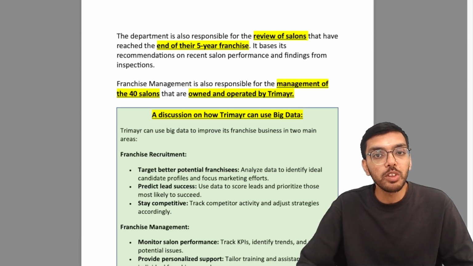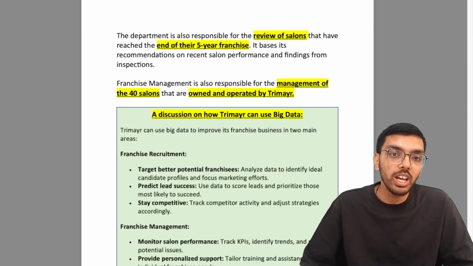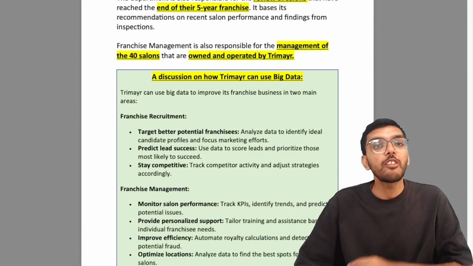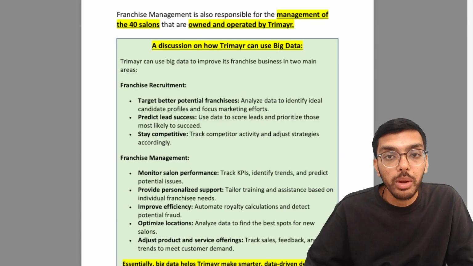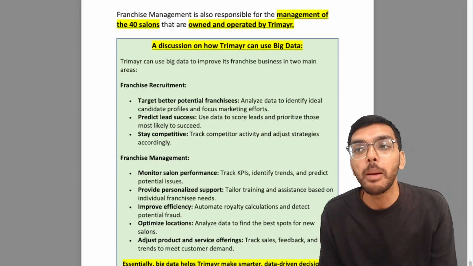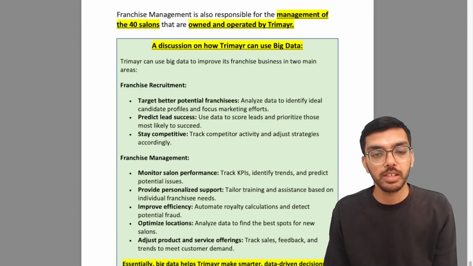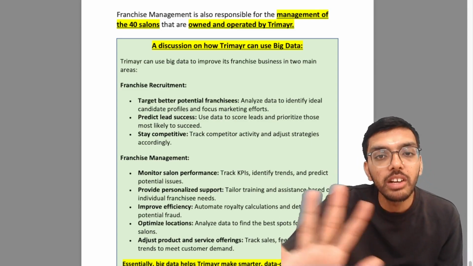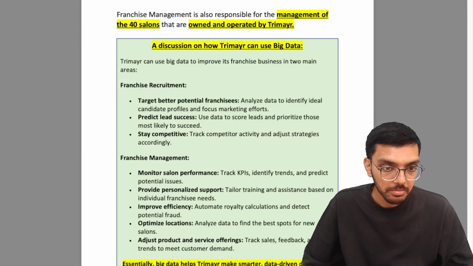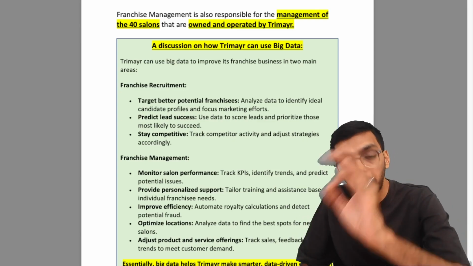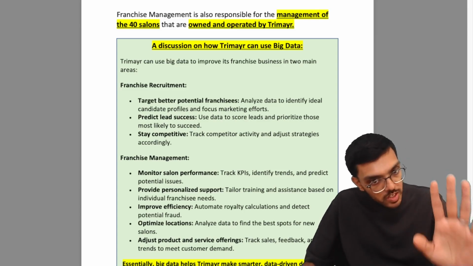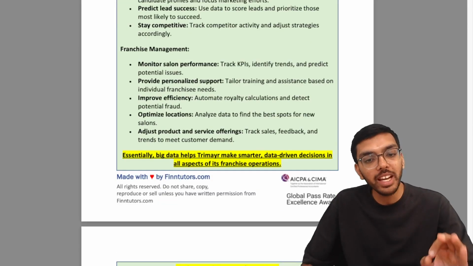Franchise management is also responsible for management of the 40 salons that are owned and operated by Trimayr. Now, continuously we have been speaking about big data, how our business can use big data, data analytics and all of that. To just give you some better examples and aspects, I have put in a supplementary reading on big data over here of how Trimayr can use big data. So just a box which I want you to pause the video over here itself and view, read this box, just go through it at your own pace and it will make sense for you.